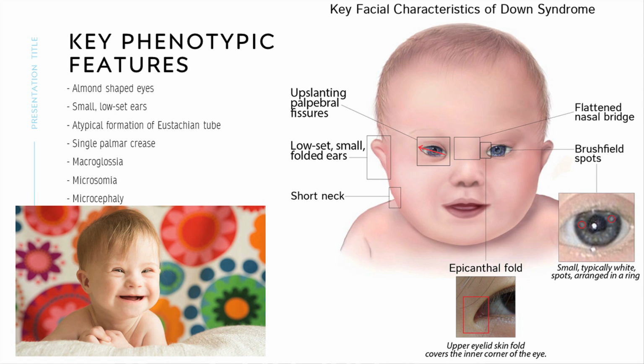In regards to those phenotypic features, typically the things that we see, I've got this over-medicalized version on the left-hand side here. I really prefer the right-hand side one, because that much more adequately describes the adorableness of our patients with Down syndrome, especially when they're babies. But some of their phenotypic features: almond-shaped eyes with thickened epicanthal folds, small low-set ears, malformation of the eustachian tubes, single palmar crease on the palms, macroglossia or large tongue, as well as microsomia and microcephaly.